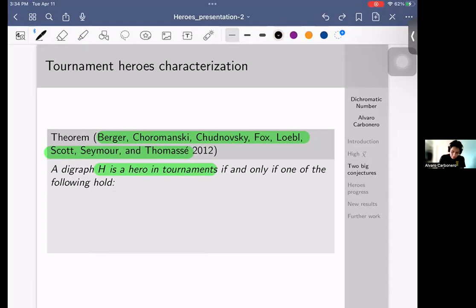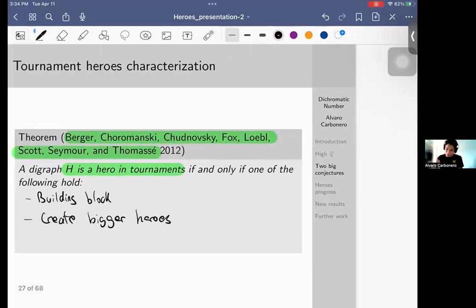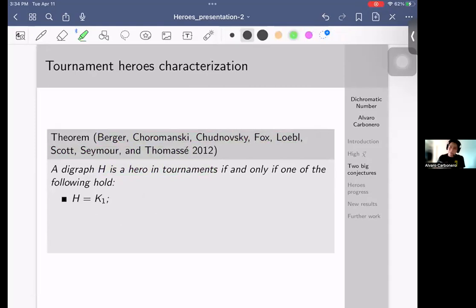We're going to see a building block, and then we will see ways to create bigger heroes. So we're going to decompose heroes into building blocks. In the case of tournaments, it's simple. The building block that we need, the only one, is K1. So K1 is a hero, which should not be surprising because this is TT1. And from K1, we can make bigger heroes through 2 operations.